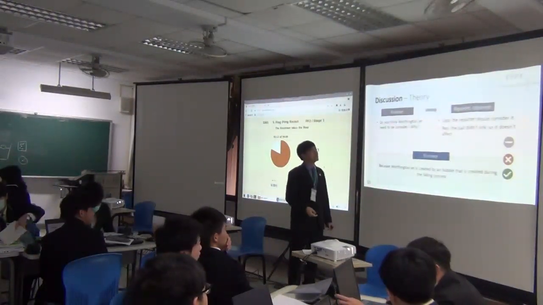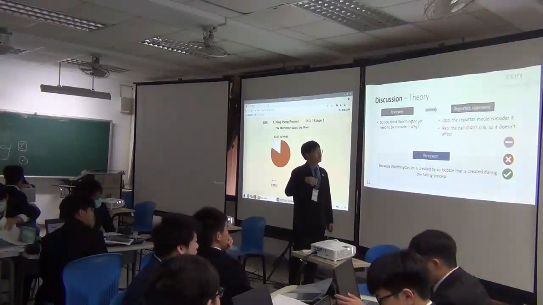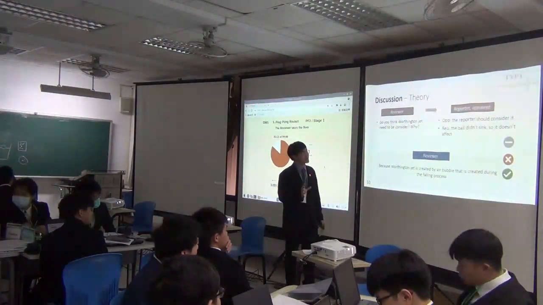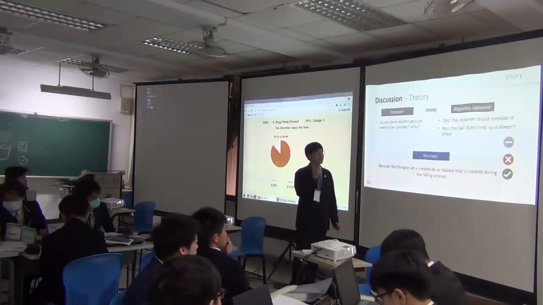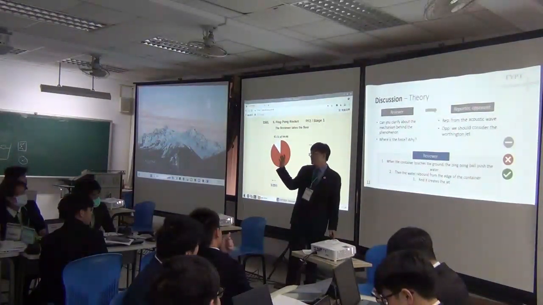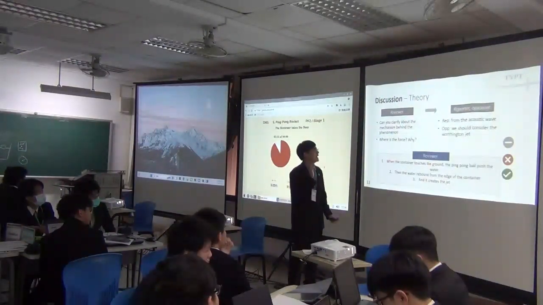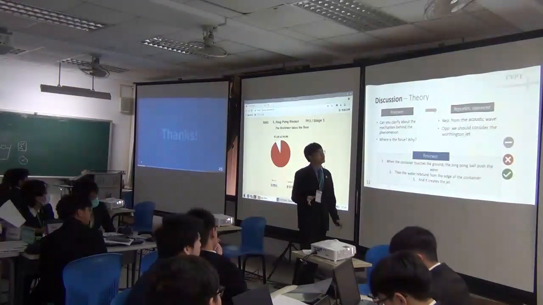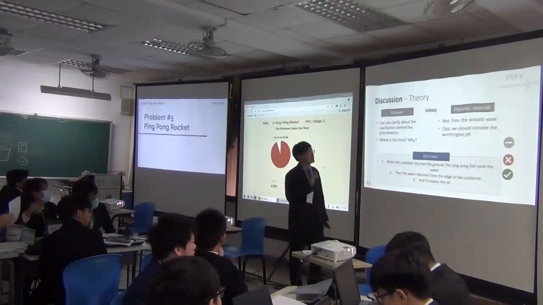The opponent said that the reporter should consider it, and the reporter said that the ball didn't sink, so it doesn't affect. But I think that actually the Worthington jet is created by the air bubble that is created during the falling process, and so it doesn't really match either of their claims. And I also asked, can you clarify the mechanism behind the phenomenon, and where is the force and why? The reporter said that it's from the acoustic wave, and the opponent said that they should consider the Worthington jet.